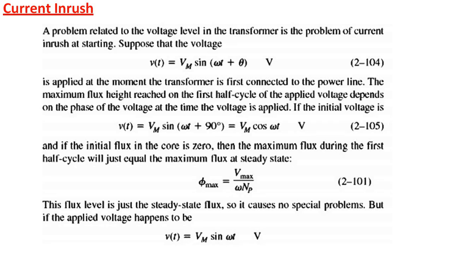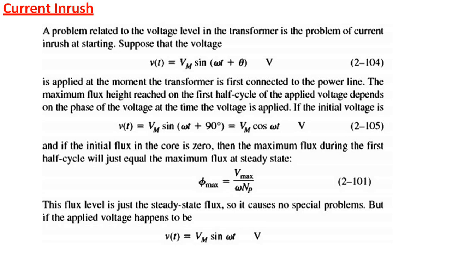If the initial voltage v(t) = Vm sin(ωt + 90°) = Vm cos ωt, and the initial flux in the core is 0, the maximum flux during the first half cycle is just equal to the maximum flux density in the steady state, φm = Vm/(ωNp). The flux level is the steady state, so it causes no special problem.